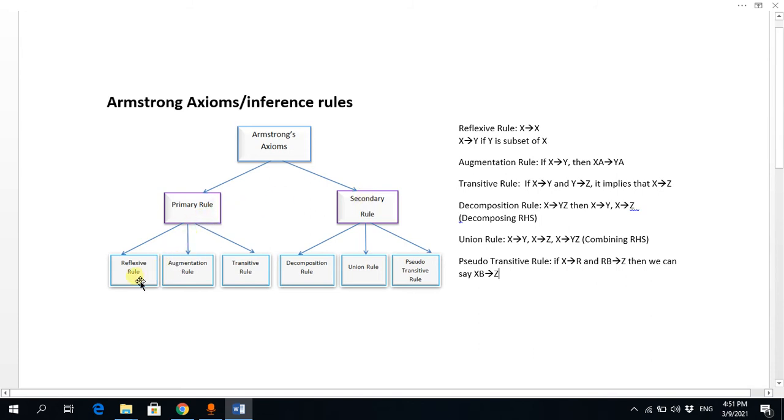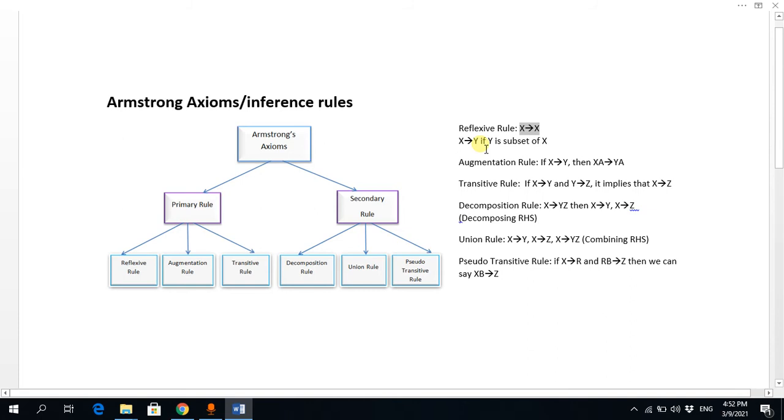Reflexive rule means an attribute can determine itself or its subpart. The example is: x can determine itself, x can determine x, that is right, or x can determine its subset, like x can determine y if y is a subset of x, or y is a subpart of x.